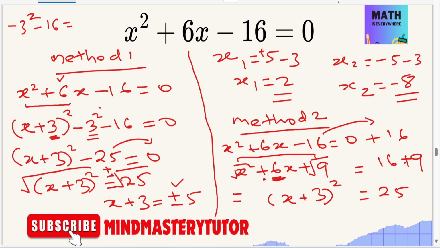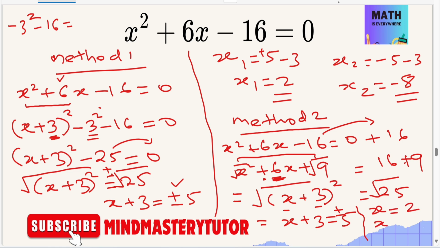So don't think too much of where the 6x will go. So I factorize by square rooting x squared and by square rooting 9, which gives 3, then x. So for you to remove the square, it still gives you x plus 3 equal to root of 25, which is 5, and it's either positive or negative, and the answers will still give you, if you continue the same way, x equal to 2 and x equal to -8. Okay.